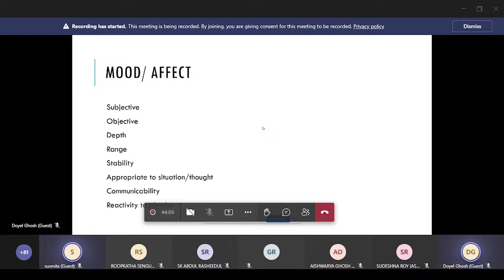And what is the reactivity to stimulus? For example, you're carrying out this mental status examination, and then something funny happens in the situation. The person is non-reactive to that, just making a straight face and sitting there. So not reactive to the stimulus. It can be a funny stimulus, it can be a sad stimulus or whatever, but the person is not reacting to that.